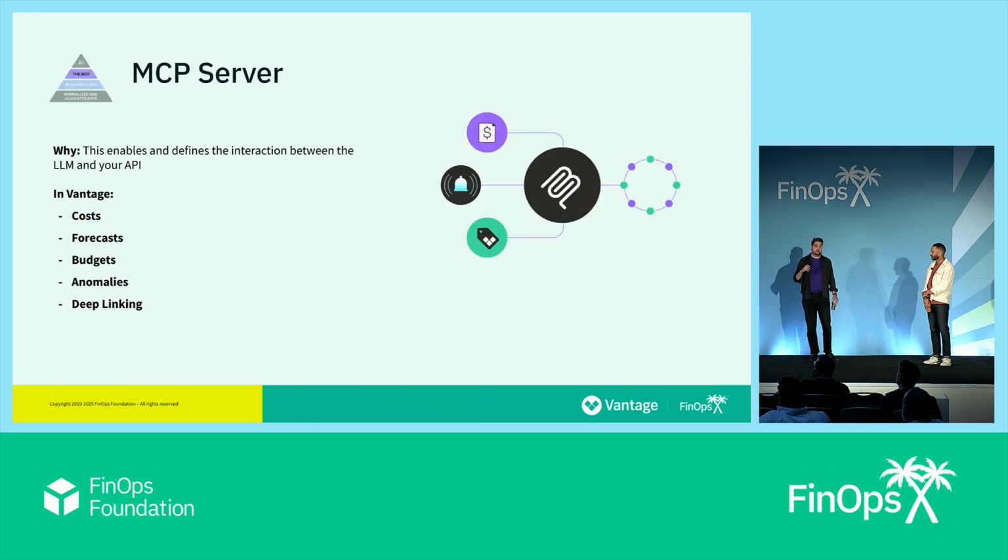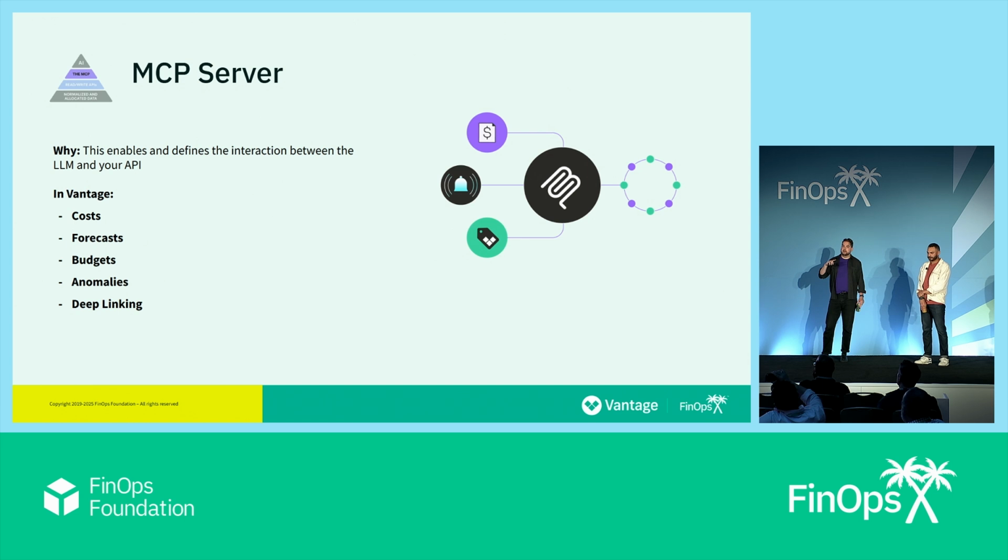And the last piece is the MCP server. The MCP server sits on top of those APIs. It has additional information that takes the form of prompts that describe to the LLM what each endpoint does and what that data set corresponds to.